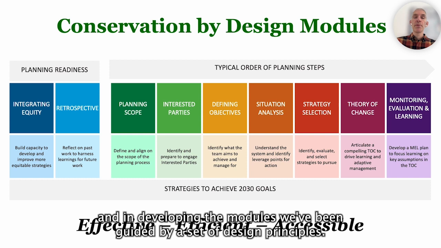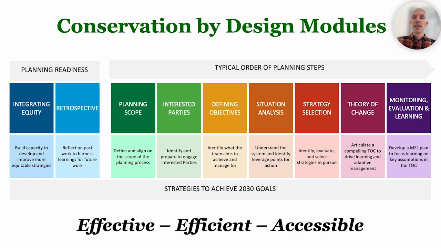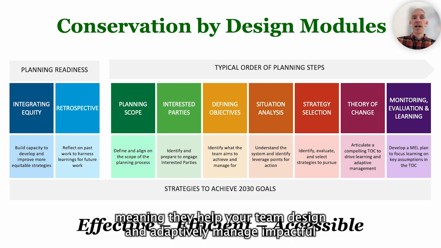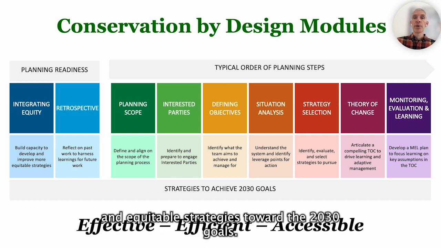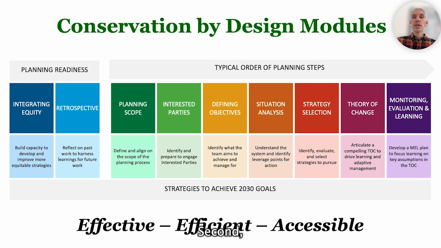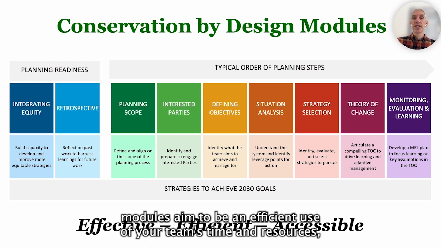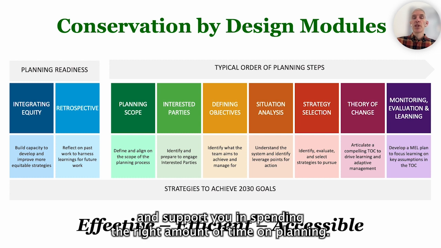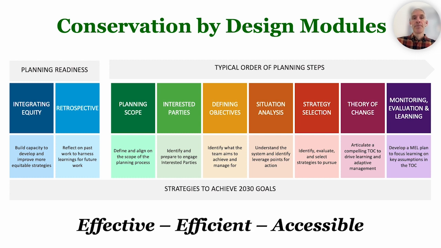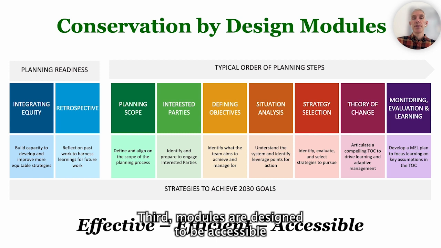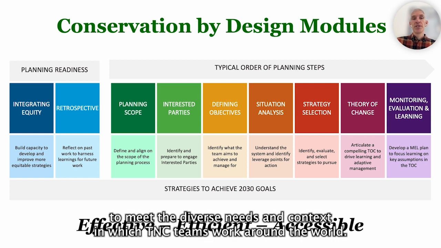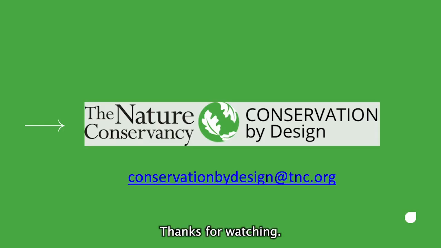And in developing the modules, we've been guided by a set of design principles, and I want to highlight 3 of those now. First, modules are designed to be effective, meaning they help your team design and adaptively manage impactful and equitable strategies toward the 2030 goals. Second, modules aim to be an efficient use of your team's time and resources and support you in spending the right amount of time on planning. Third, modules are designed to be accessible, to meet the diverse needs and contexts in which T&C teams work around the world.